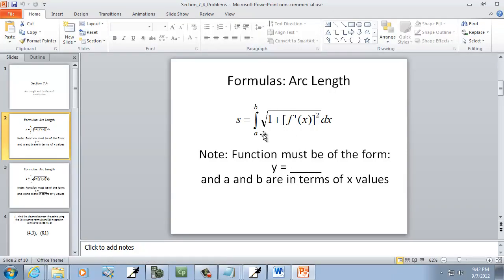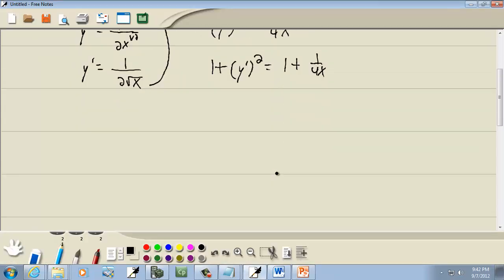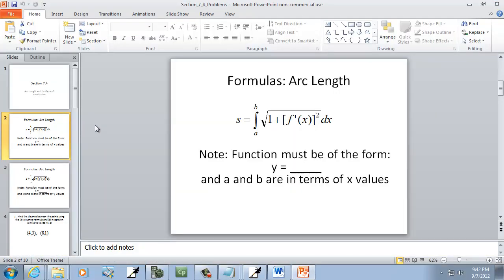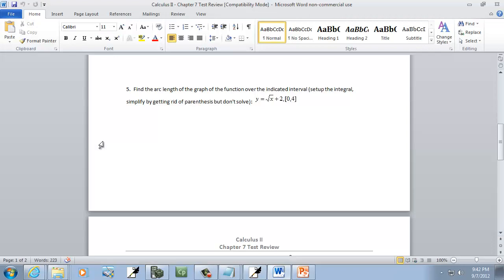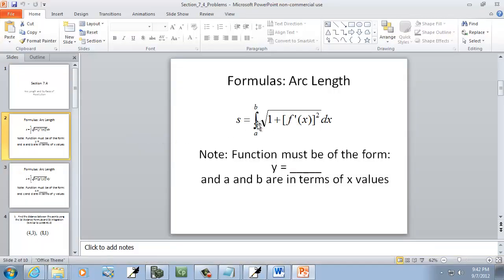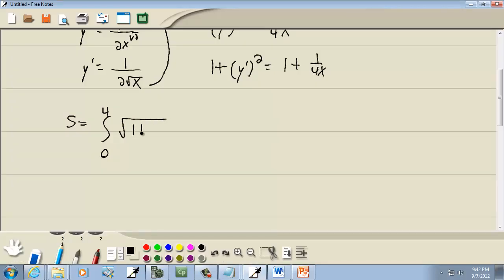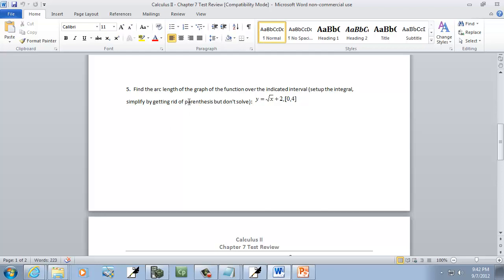Now we're ready to plug it into our formula. So our arc length is equal to the integral from a to b, and we said in this problem that was 0 to 4, and then the square root of 1 plus 1 over 4x dx. Let me see. Set up the integral, simplify by getting rid of the parentheses, but don't solve.